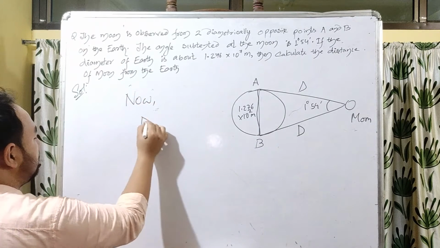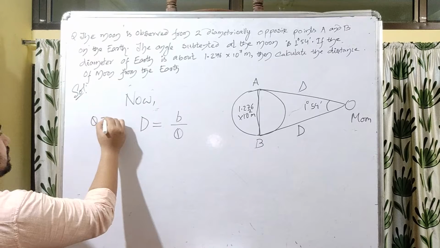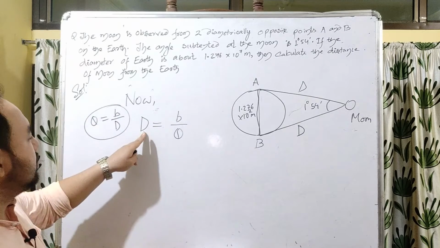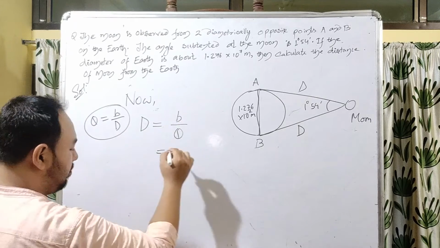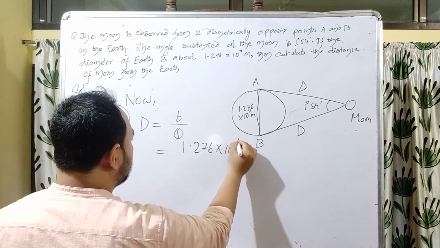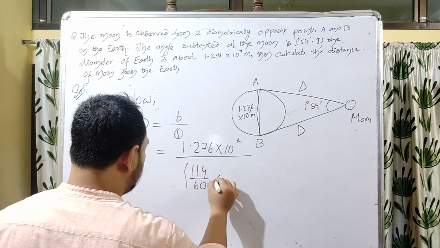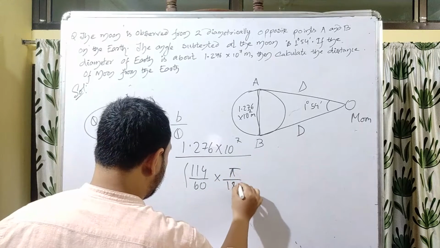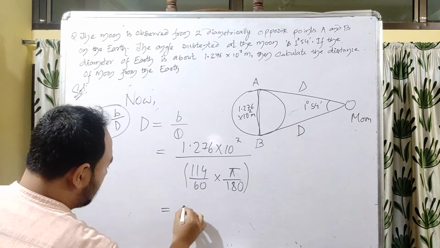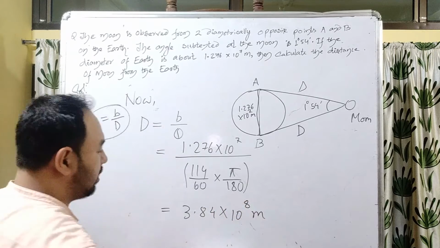Now distance is equal to this basis by theta. Remember that formula of parallax, theta is equal to B by D. So from here we can get D is equal to B by theta. Now putting the value of B as 1.276 into 10 to the power 7 and theta to be 114 by 60 into pi by 180 radian. If you calculate this, you will get the answer to be 3.84 into 10 to the power 8 meter.